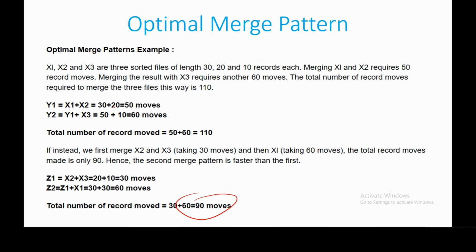You can see here, in the first case, 30 and 20 are the largest ones, and the smallest one is merged with the result. In this case, the two smallest ones, 20 and 10, are merged first, and after that the result is merged with the largest one.